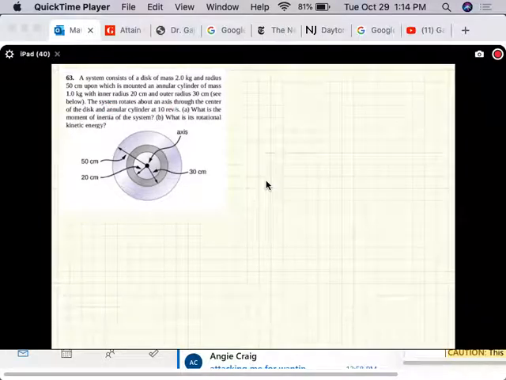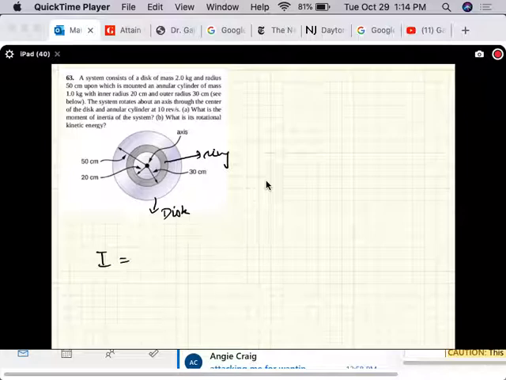The system rotates about an axis through the center of the disk and the annular cylinder at 10 revolutions per second. What is the moment of inertia of the system? What is the rotational kinetic energy? So we'll call this the disk and this the ring.